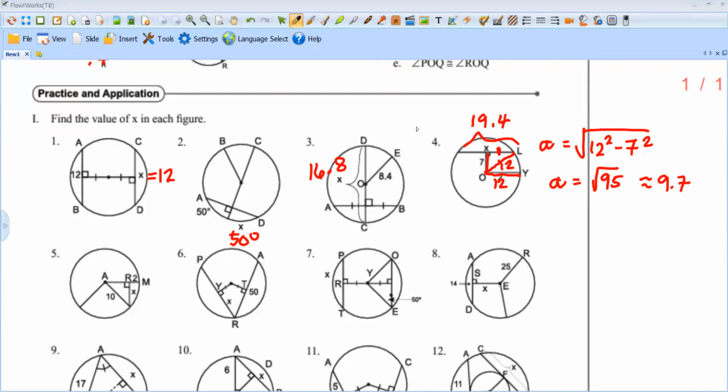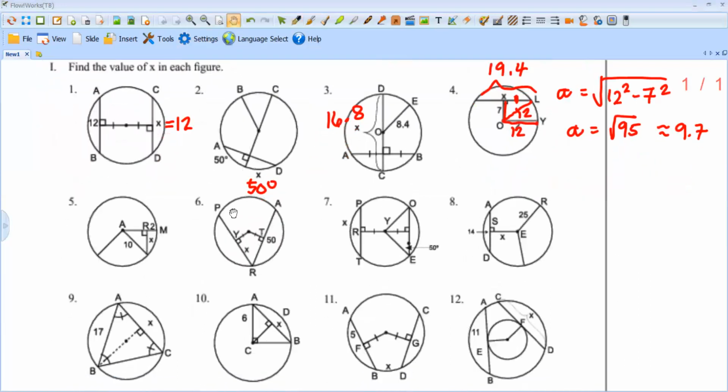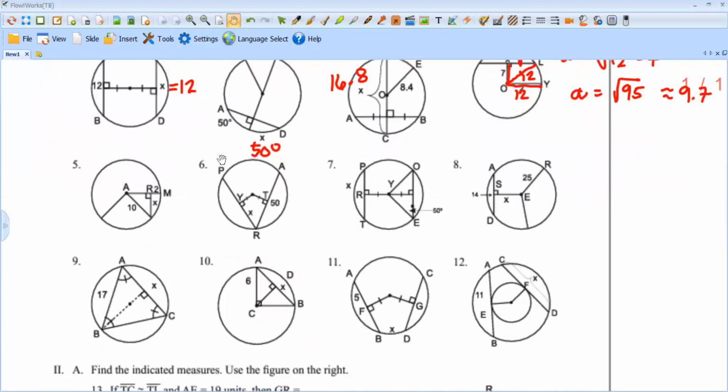Okay. Now let's go to number 5. Let's go to Hanan, number 5. What is the value of x here?